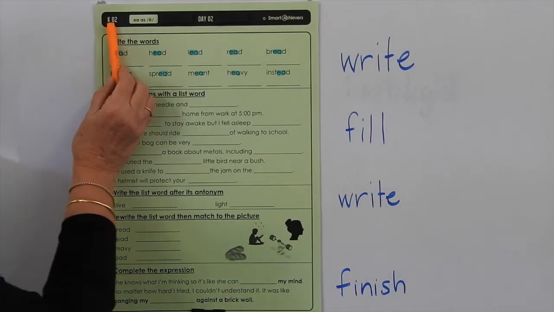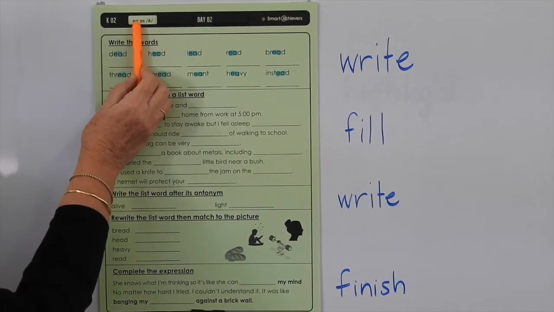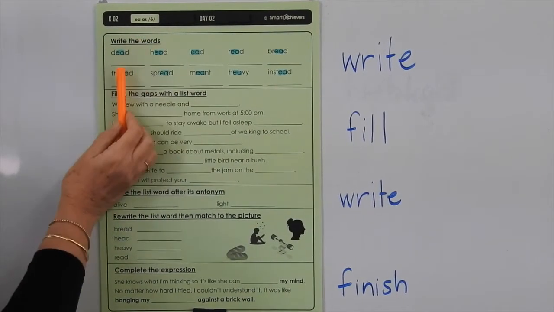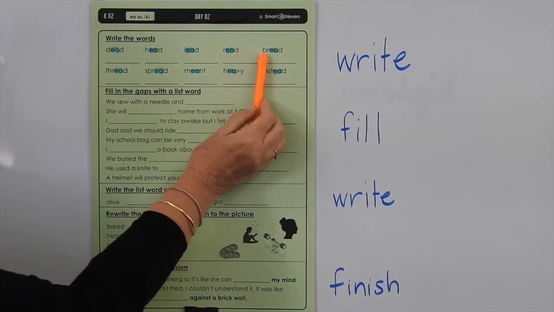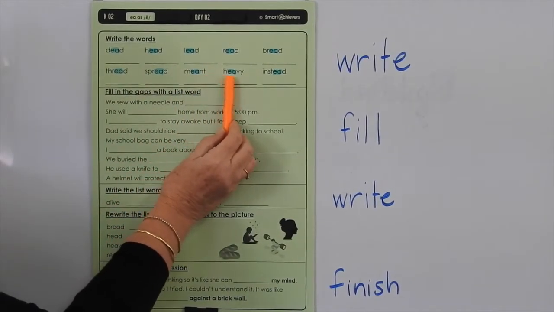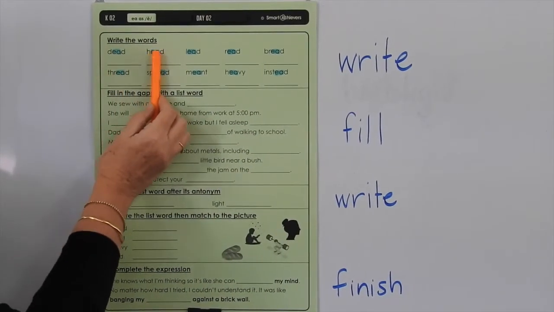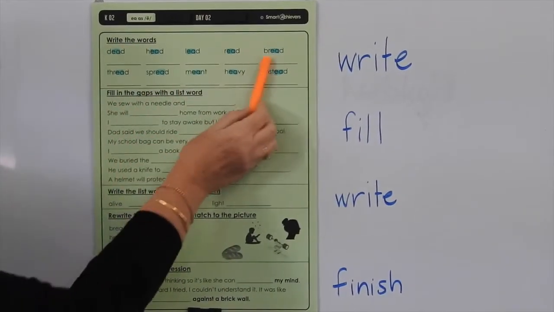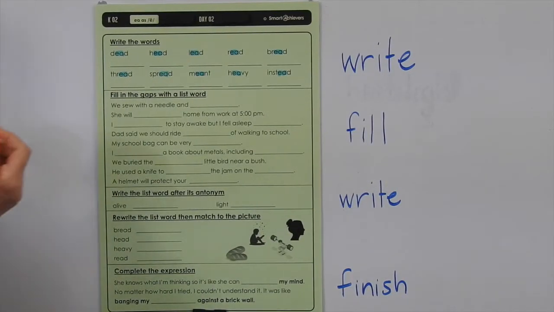This is level K, list 2, and we're doing the day 2 page. And here we're using EA for the short /e/ sound. So we've got dead, head, lead, red, bread, thread, spread, meant, heavy, instead. You can see I've highlighted the EA in all of these for you. You need to do that as well. Then choose another colour, and we're going to highlight some other things in these words.